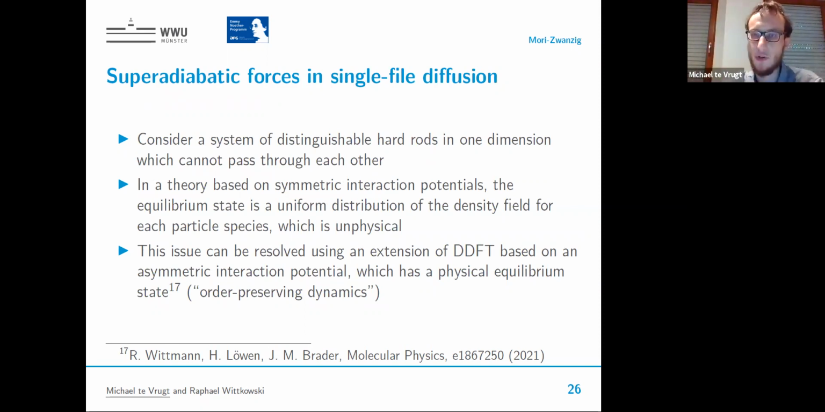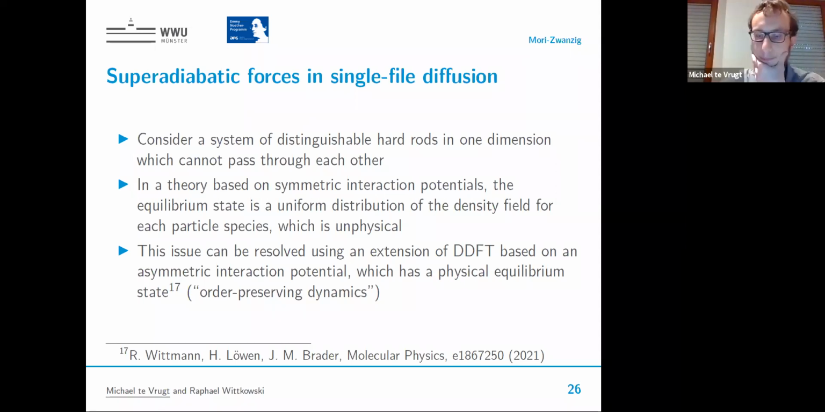So the setup we're considering is, let's say, two distinguishable hard rods in one dimension, which cannot pass through each other. If you describe that using DDFT, you get an equilibrium state in which the single particle profiles of these two particles are equal, which of course is unphysical because they cannot pass through each other. So DDFT isn't really describing caging appropriately. To resolve that issue, they introduced an asymmetric interaction potential, which then ensures that the equilibrium state of this theory is really given by ordered density profiles. And this is why it's called order-preserving dynamics.